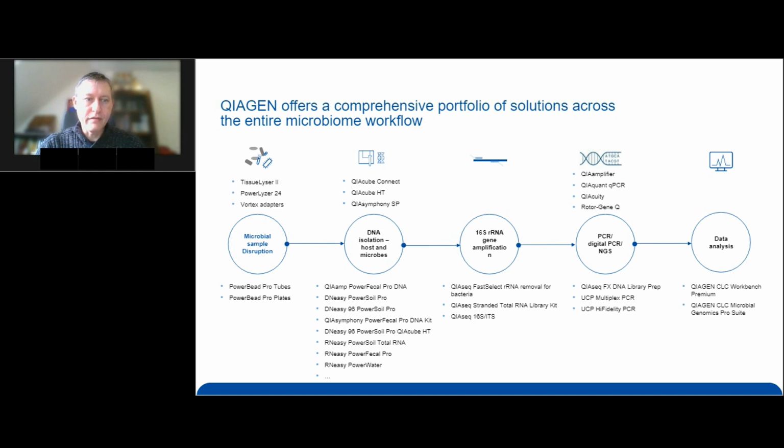There's a broad portfolio of microbial sample disruption, multiple sample isolation kits in all the different formats that could be requested, and then going down to the PCR, digital PCR, and NGS workflow and into CLC. So for any microbiome workflow, there are solutions available from QIAGEN. And in particular here, of course, there is the AMR workflow that we're presenting today. And with that, Andrew, I can pass on to the next presenter.